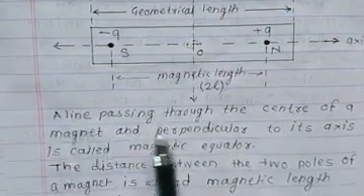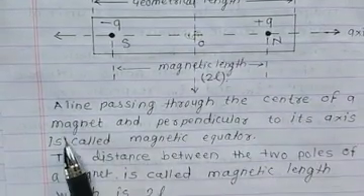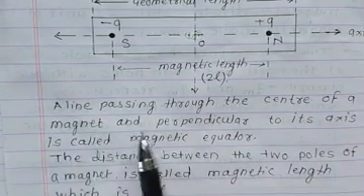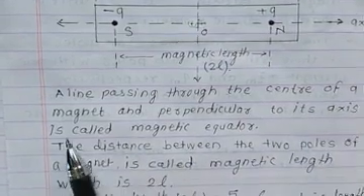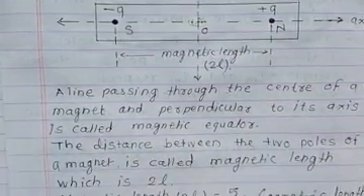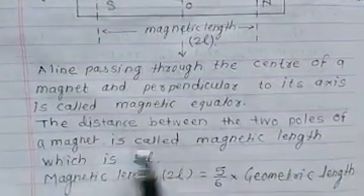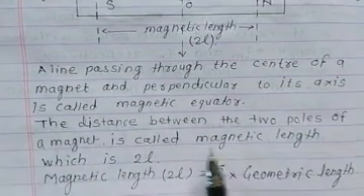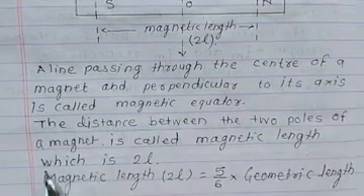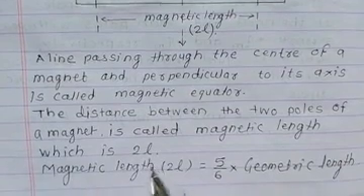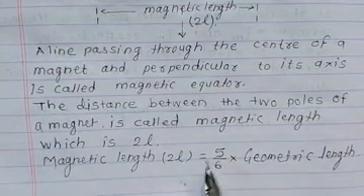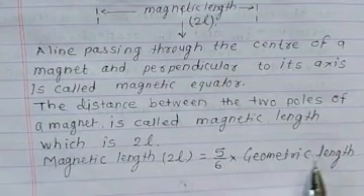So a line passing through the center of a magnet and perpendicular to its axis is called the magnetic equator. The distance between 2 poles of a magnet is called the magnetic length, which is 2L. And magnetic length 2L is 5/6 times the geometric length.